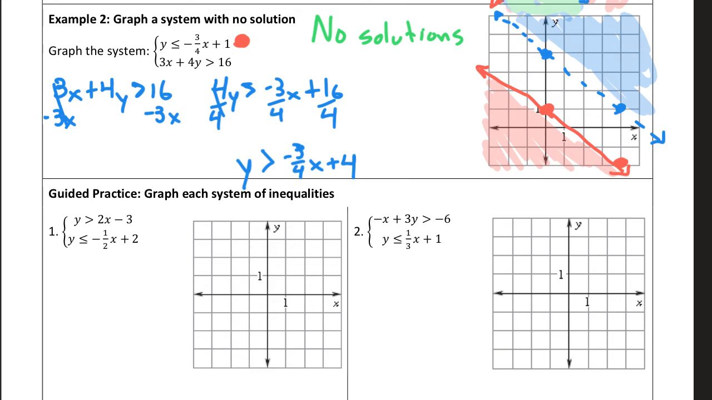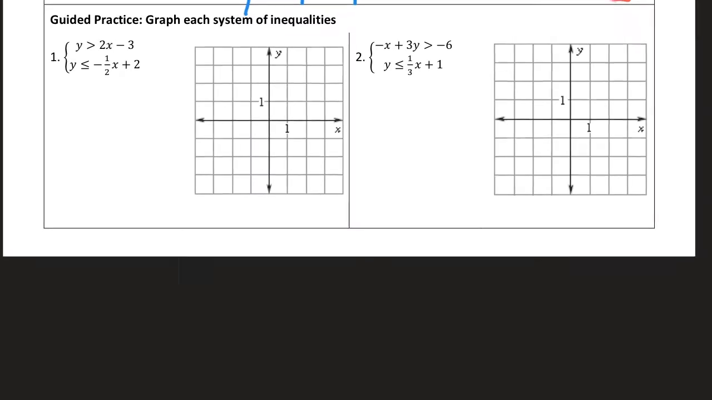Okay? So getting that into y equals mx plus b form, I think that's a little bit more efficient way of graphing it. Okay? Hopefully that helps a little bit. And then determining less than or greater than, think above or below the line. So I'm going to have you try the guided practice.